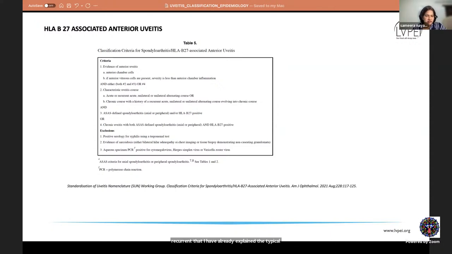The third criterion is association with axial or peripheral spondyloarthritis, with or without HLA-B27 positivity. If the uveitis presents with chronic uveitic features, then presence of axial or peripheral spondyloarthritis is a must, with HLA-B27 positivity. And of course, they have excluded syphilis and sarcoidosis and viral uveitis.